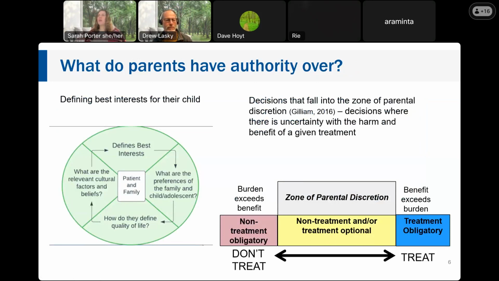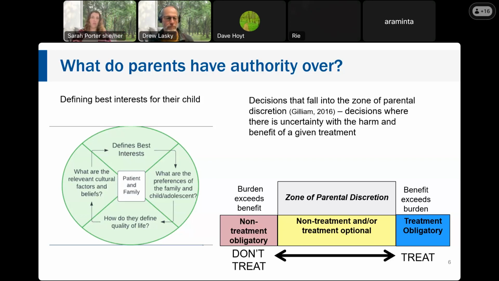So one of the questions we get asked a lot is, and maybe it's fair to assume that some of you have this question, what do parents have authority over? It's a good question, an important question, and it generates a lot of discussion. We are going to propose, and this is not just Drew and my thinking, that parents have authority over defining the best interests of their child. If you see the circle graphic on the left-hand side, we're talking about parents representing the preferences of the family and the child, even the adolescent.